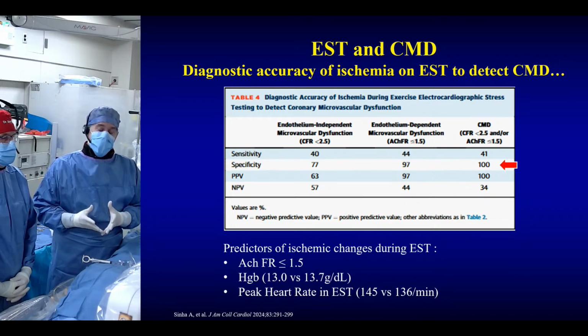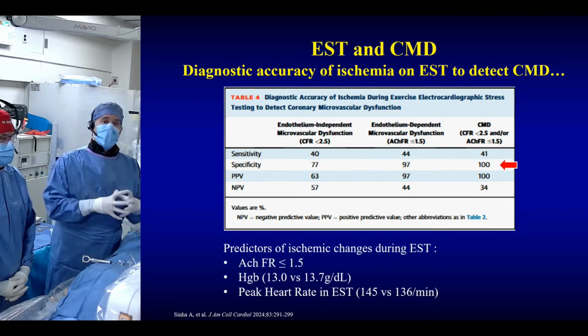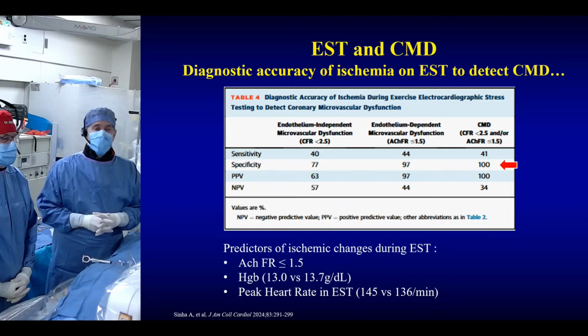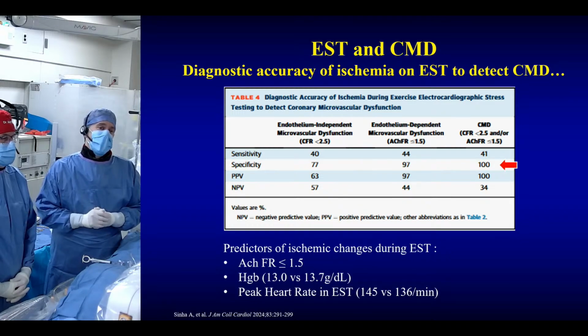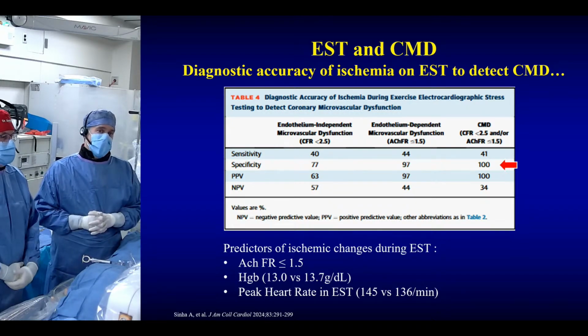The predictors of those abnormal findings on the stress test were largely revolving around the acetylcholine flow reserve, which they defined as less than 1.5. But interestingly, a lower hemoglobin and also the peak heart rate seen during exercise stress testing were predictors as well.